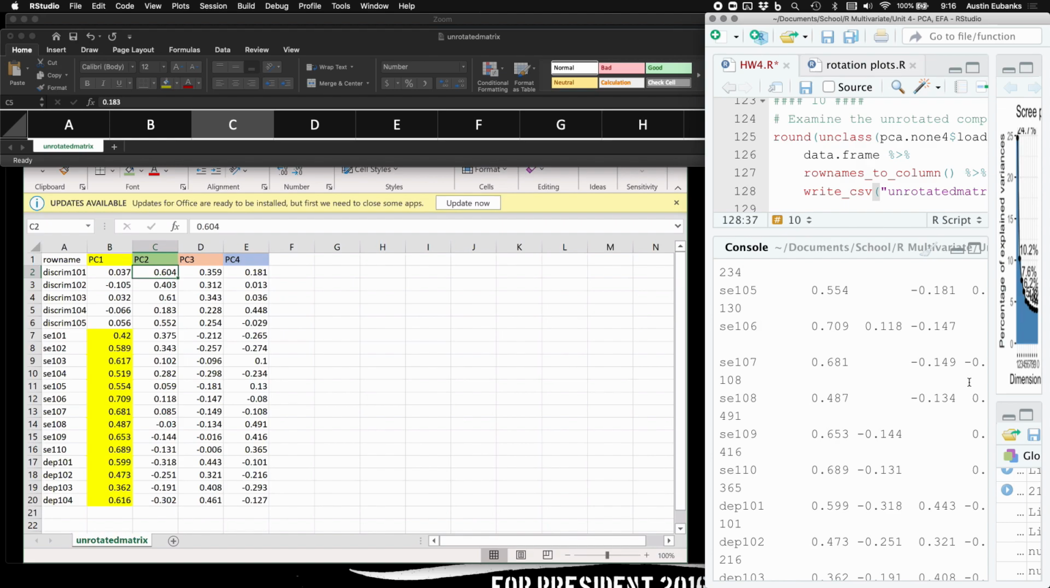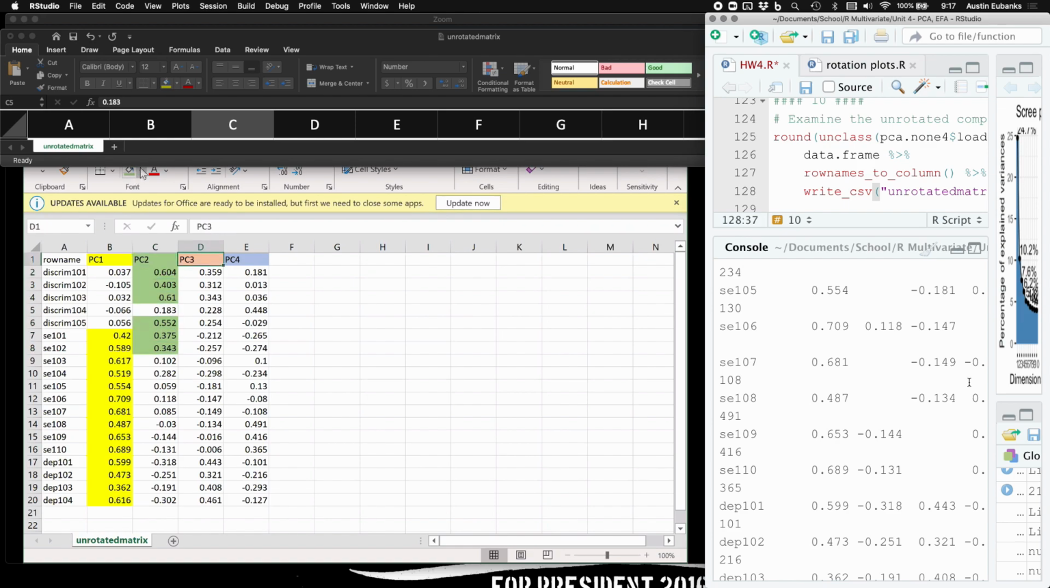Discrim 105. What about 101? Oh, yep, and 101 and 102. Actually, a bunch of the discrim ones, but also a bunch of the self-esteem, or at least a few of the self-esteem ones. And that's it. Those are the ones that go on 2.